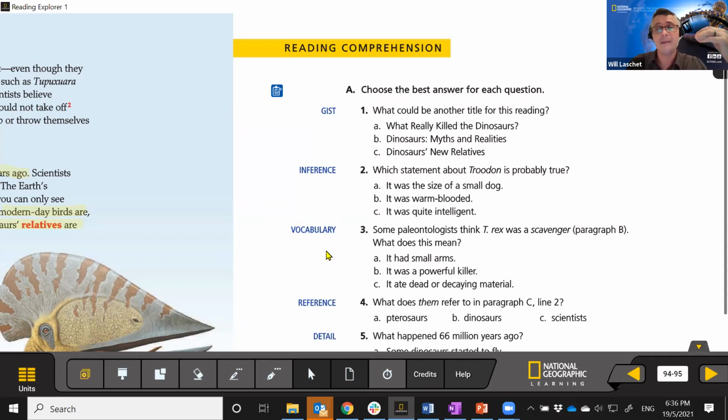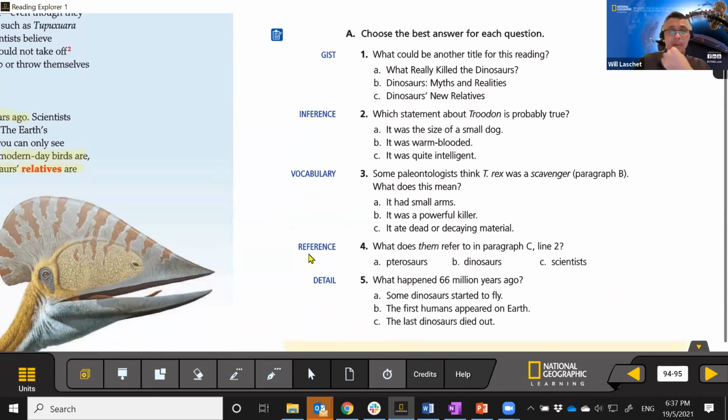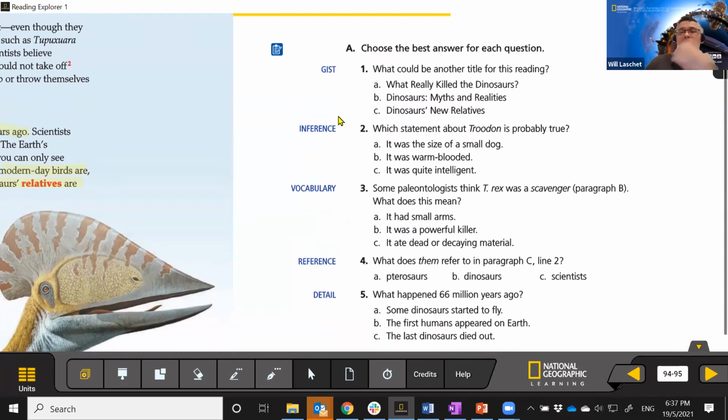It really makes students aware of what they're doing in the lesson, which is really, really important. We've also got here a reference question, vocabulary question, and a detail question. So in the detail question, they know they're going to be scanning for a specific piece of information. So let's have a look at a few of these. Number one, the gist question. We're going to do them, and then a couple of them we'll have a look. I think there's some of them you'll know already.